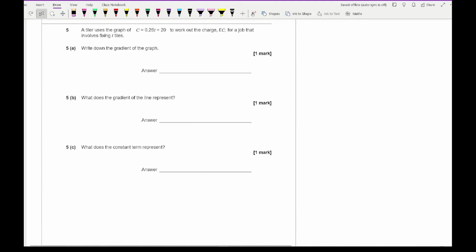Now for question 5, it says that Tyler uses a graph of C equals 0.25t plus 20 to work out the charge in C pounds for the job that involves fixing t tiles. Work out the gradient of the graph. Now the gradient of the graph here is going to be 0.25 for 1 mark. Then it says, what does the gradient of the line represent? Well, that's going to be the cost of fixing each tile.